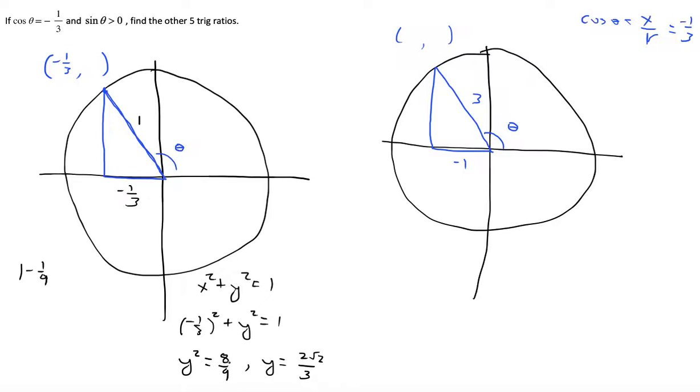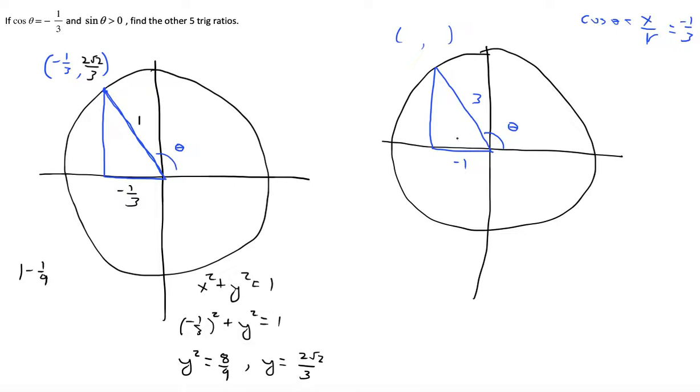Now you notice we do get plus and minus here, right? We do get a plus and minus. However, you're not going to give me both answers, right? How do you know if the answer should be positive or negative or not? And that depends on where this point is located. This point is in quadrant 2. So this point must be positive 2 rad 2 over 3.